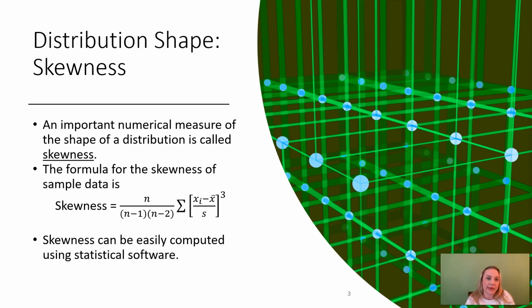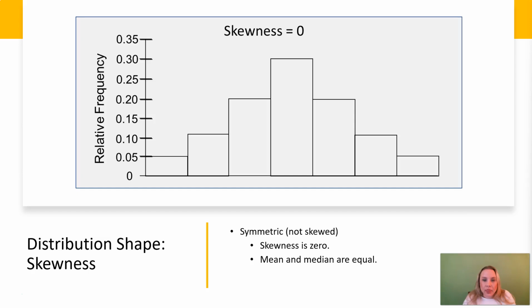And so here's our calculation to find skewness, and that can typically be very easily calculated using different statistical software. Here we have an example where we have a distribution that looks pretty symmetrical. So we would call this a skewness of 0. In this case, our mean and our median are going to be equal.